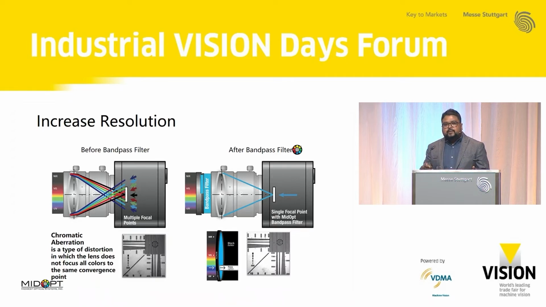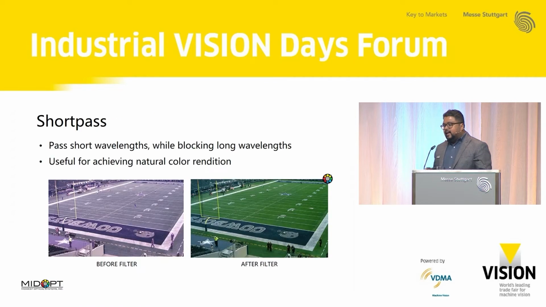Moving on from bandpass filters, short pass filters are also called IR cut or infrared cut filters. This can help pass shorter wavelengths and help to achieve a natural color rendition. In that first image, we had a customer who set up several cameras around an American football stadium, and this particular camera didn't have any IR cut filters, and so there was a weird pink reddish hue on the final image. Obviously, our eyes weren't picking it up, but the camera was.